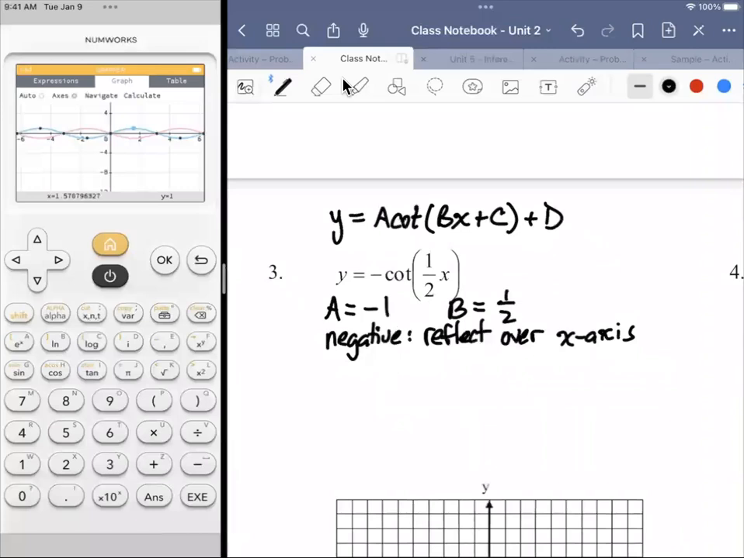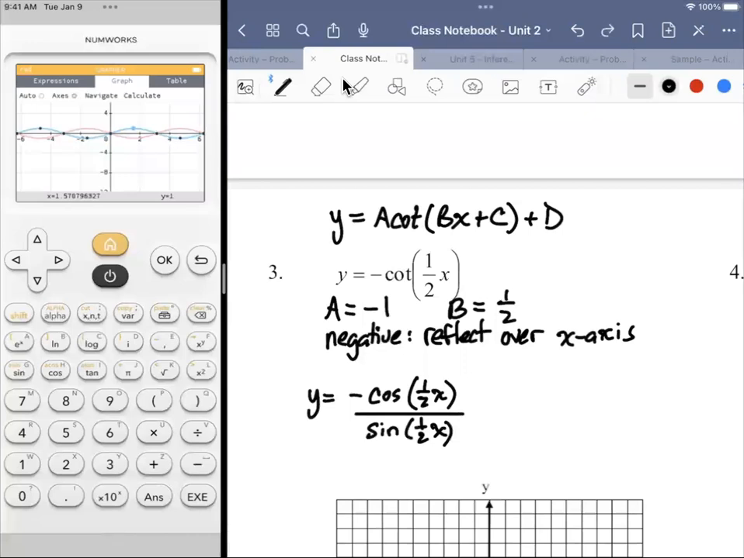Now, this cotangent function is still thought of as cosine over sine. So I could rewrite this as y is equal to negative cosine of 1/2 x over sine of 1/2 x. I could put the negative on the top or the bottom, or just out in front. It doesn't make a difference to the calculations, but it does in terms of the overall shape of the figure.